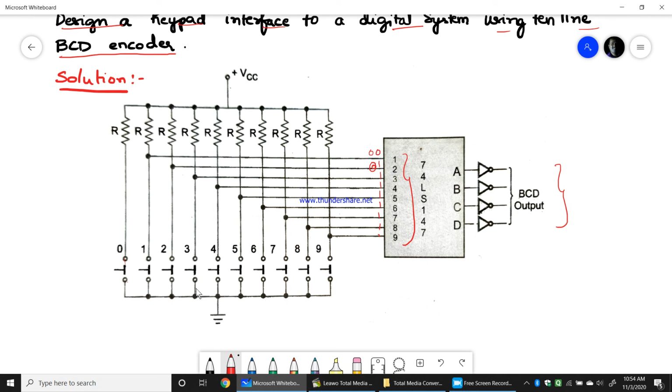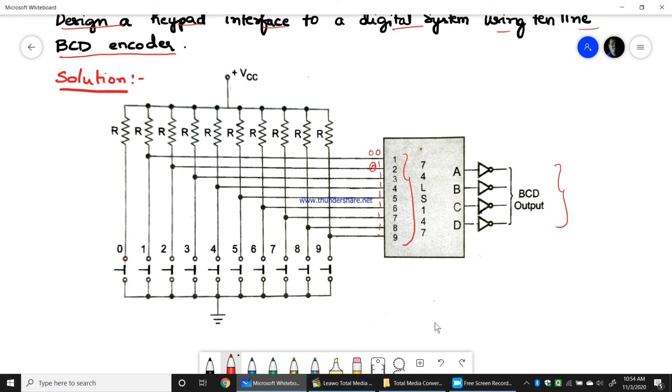So when you press 3, even though 1 and 2 are pressed or released, priority will be given to 3 and that will be the output, and it continues till the key 9 is pressed. So when key 9 is pressed, and whether all these are pressed or released, priority will be given to 9. Based on that the output can be seen.